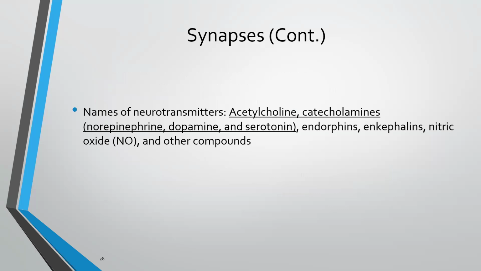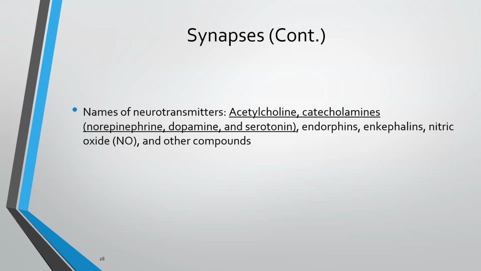Okay, so what is a neurotransmitter and how many are there? Neurotransmitters are chemicals by which neurons communicate. There are at least 30 different compounds that have been identified as neurotransmitters. Some of those are listed on this slide here, but there are more than what is listed, at least 30.